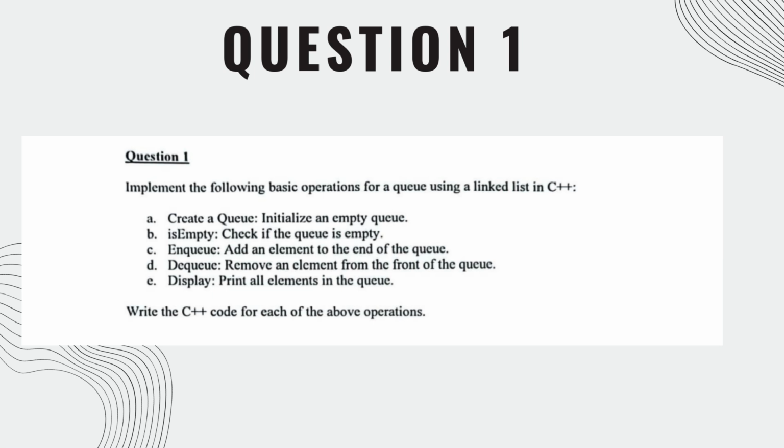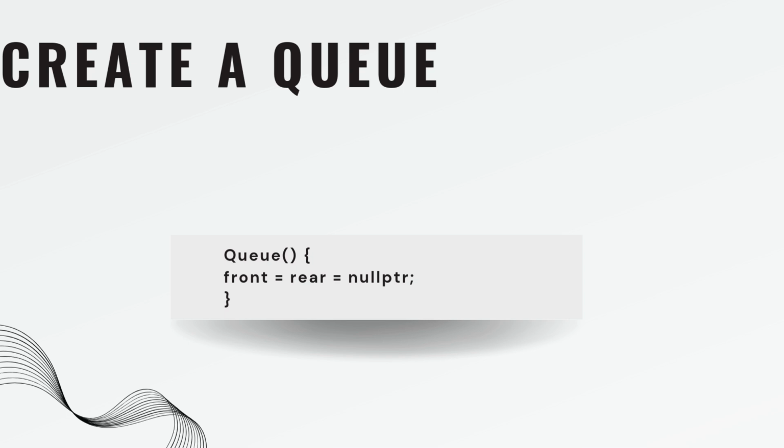So the first question is to implement the following basic operations for a queue using a linked list in C++ code. Firstly, they asked to create a queue. As you see, Queue(), then front = rear = nullptr; close bracket will be the code for creating a queue.